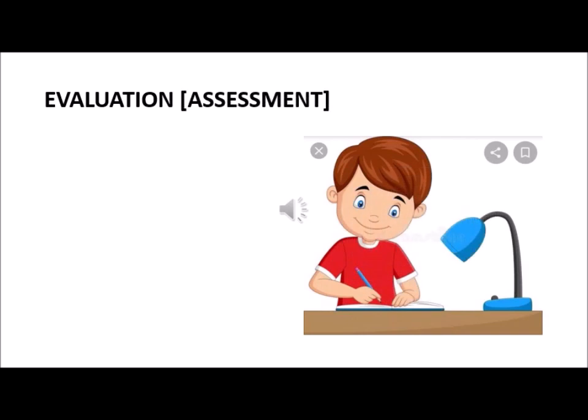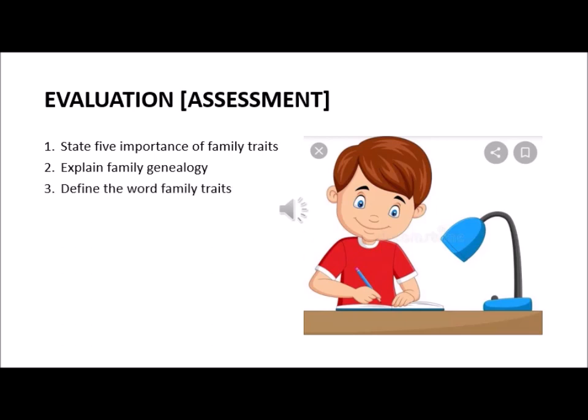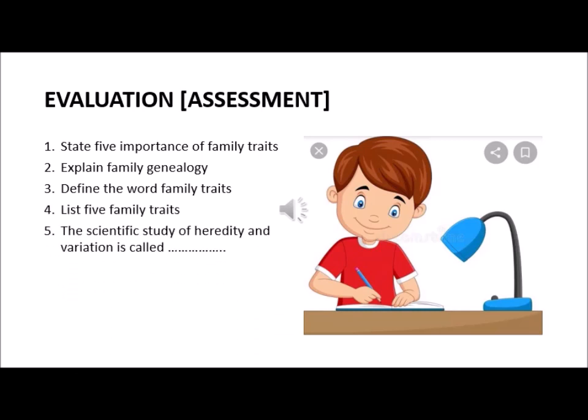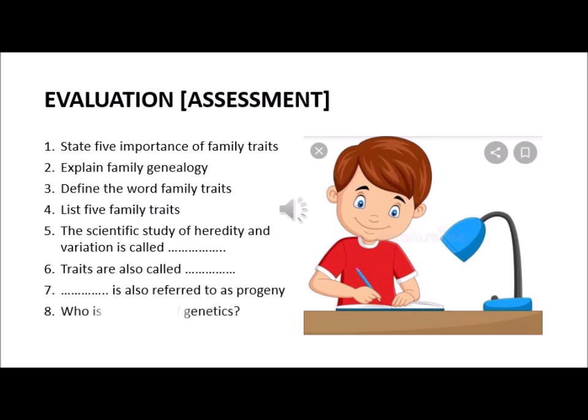As an assessment, let us do the following. Number 1, state 5 importance of family traits. Number 2, explain family genealogy. Number 3, define the word family traits. Number 4, list 5 family traits. Number 5, the scientific study of heredity and variation is called what? Number 6, traits are also called what? Number 7, dash is also referred to as progeny. And number 8, who is the father of genetics?